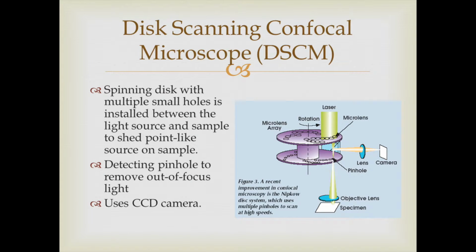The third and another common type of confocal microscope is the disc scanning, or the NIPCOW disc system confocal microscope. It consists of a spinning disc with multiple small holes, which is inserted between the light source and our sample. The holes allow for a point-like source illumination onto the sample, similar to that of the laser scanning microscope. However, unlike the laser scanning microscope, the NIPCOW system uses a CCD camera as a detection device instead of the photomultiplier tube. The detecting pinhole in this system too serves to remove any background or out of focus light. The point-like light source in this case can also be interchanged between laser and visible light. However, laser is still most commonly used for getting better intensity.